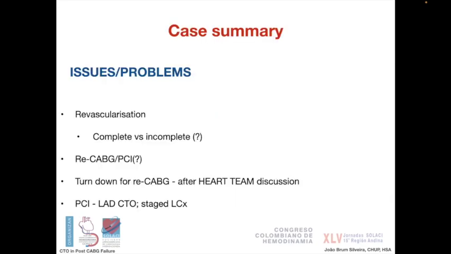Which is the problem that we have? The first one is the revascularization. Is it possible in this patient, at 82 years, to do complete versus incomplete revascularization? We thought about whether to do a re-CABG or to send this patient for PCI. This patient was presented in our team discussion. He was turned down for re-CABG, and we decided to do the LAD CTO first, and after that we performed a staged PCI of the left circumflex.